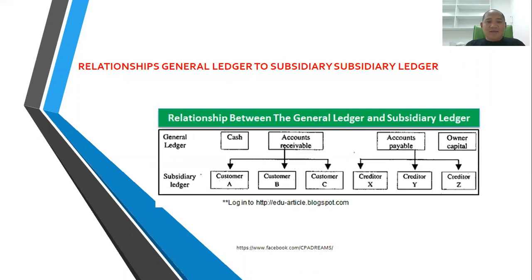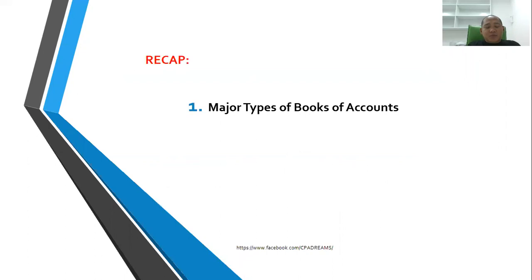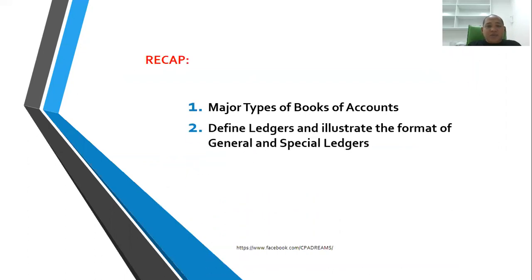Okay, so again, the recap: major types of books of accounts. We have the journal and ledger. We defined the ledgers and illustrated some of the formats of general and special ledgers. And I gave you some kinds of subsidiary ledgers that are used in manufacturing.